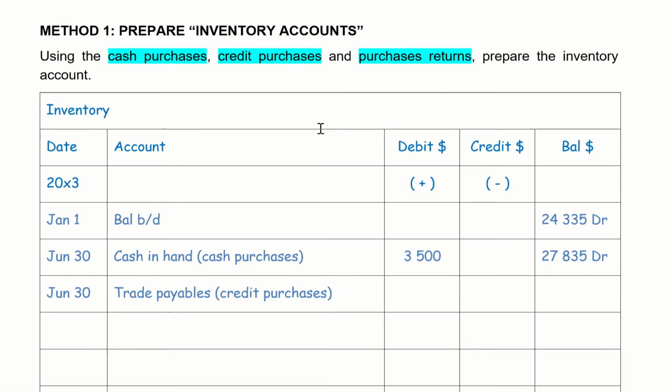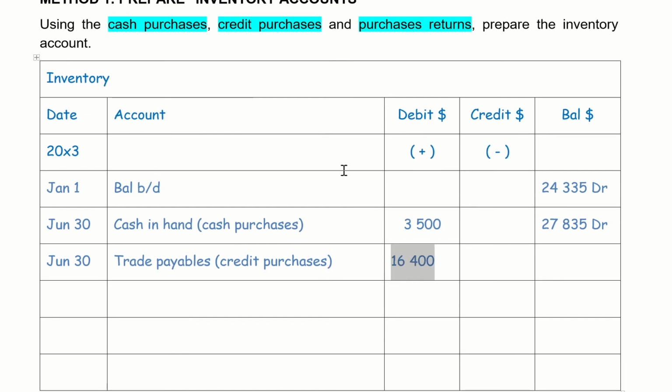So let's take a look at our ledger again. 16,400 will be inside the debit column, because when you buy inventory on credit, you increase inventory. The other account affected is trade payables. And of course, you are going to calculate your balance column. 27,835 debit plus 16,400, you get 44,235 debit.